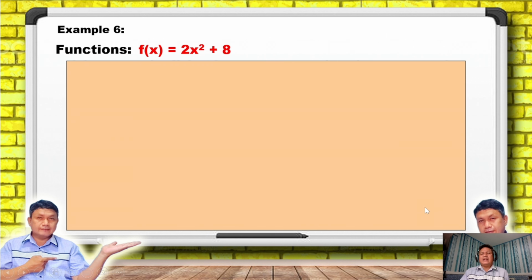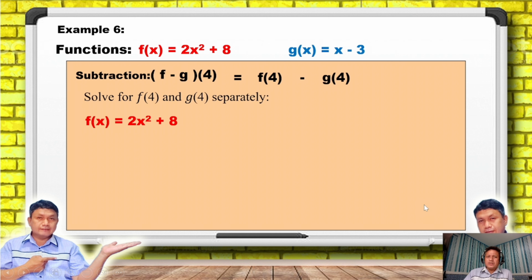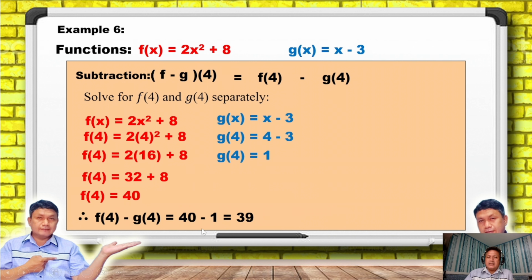So, di ba sabi nga natin, since we have the same example, therefore, once we solve for the f of 4 and g of 4, okay, halos parehas lang po ang sagot. Saan lang sila magkakaiba? Dito sa final answer natin. Anong gagamitin lang natin? Yung subtraction. And we have here 40 minus 1. Okay, so the answer is 39.